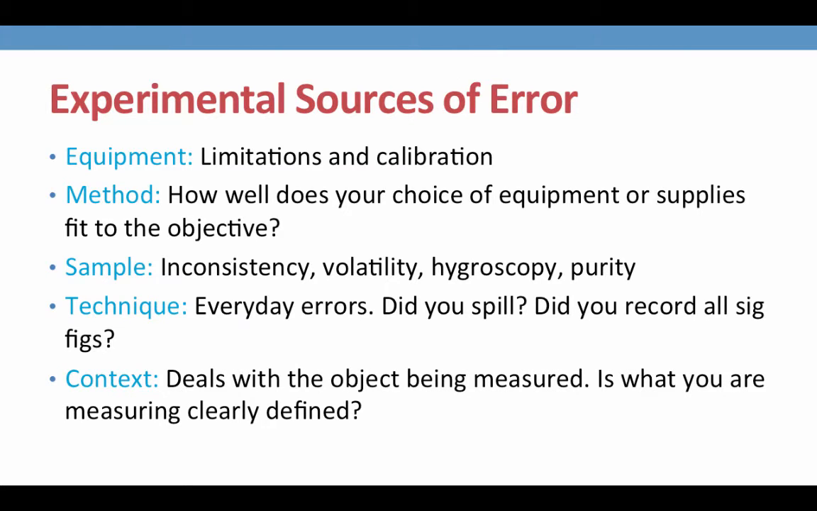A last source of error is context. This comes from not fully reporting your objective and what your findings are. What are you measuring? And how did you measure it? Are you clearly describing what you want to know? For instance, if you are describing the size of a football and you simply tell me that it is 30 centimeters, is this the length? Is this the circumference? Is this the vertical diameter? It's important to always be clear when you are describing a measurement.